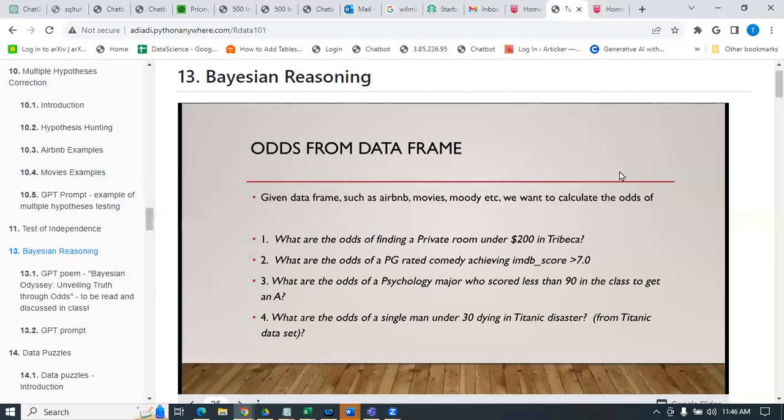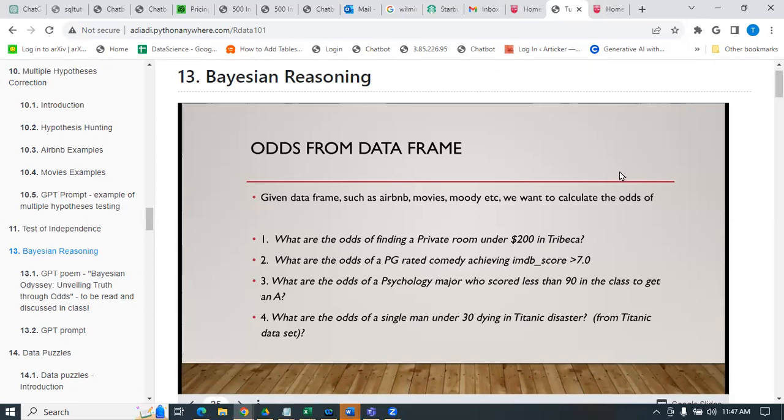We have a bunch of data frames in the active textbook. We have Airbnb, we have movies, we have Professor Moody, a synthetic data set, we have music, parties and stuff like that. And examples of those odds formulations are here. So for example, what are the odds of finding a private room under $200 in Tribeca? What are the odds of a PG-rated comedy achieving an IMDb score of 7.0? What are the odds of a psychology major who scored less than 90 in the class getting an A? What are the odds of a single man under 30 dying in the Titanic disaster?